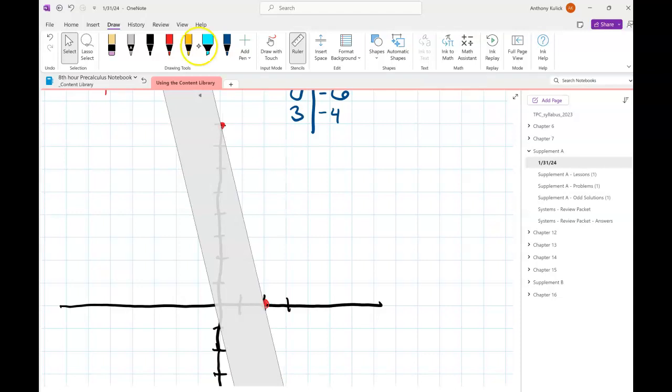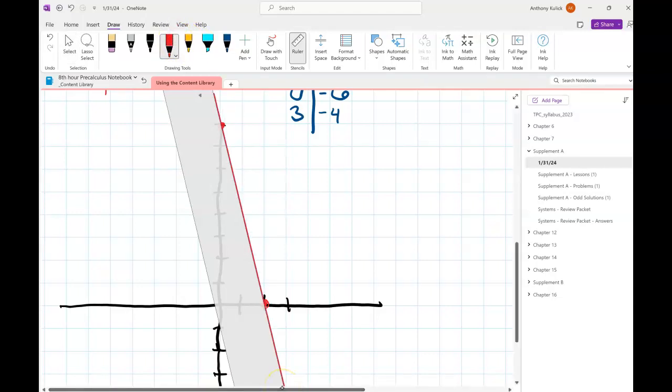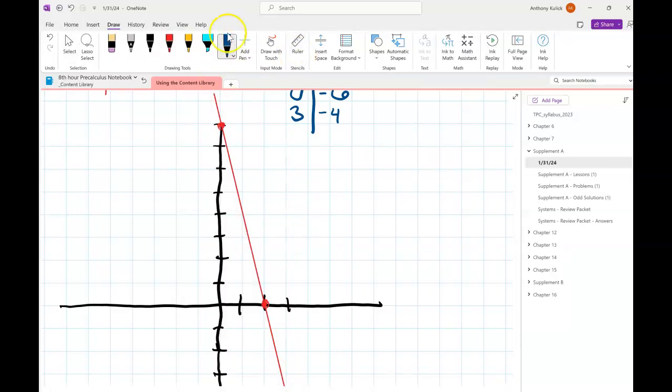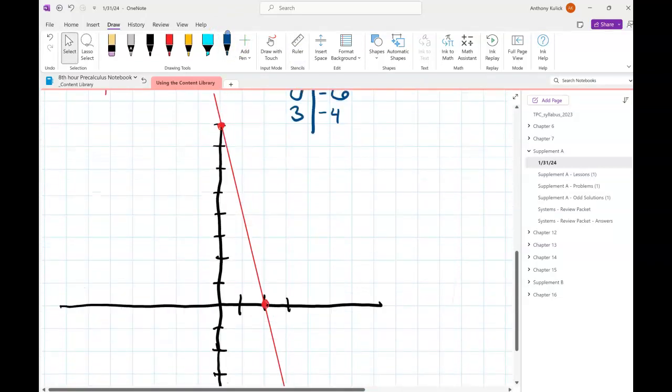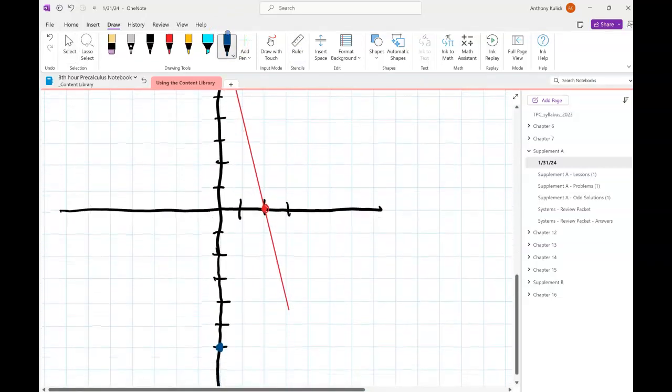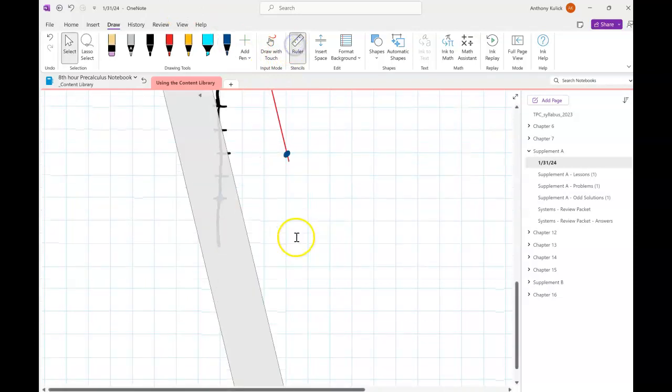It's probably pretty good. Okay. And now I'll plot the other pair. So I have 0, negative 6, and then 3, negative 4. And then I'll grab my ruler again.